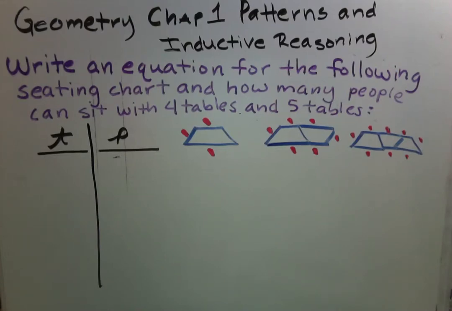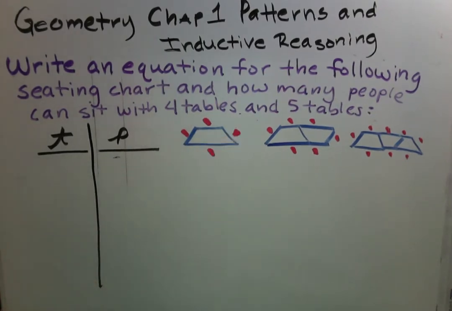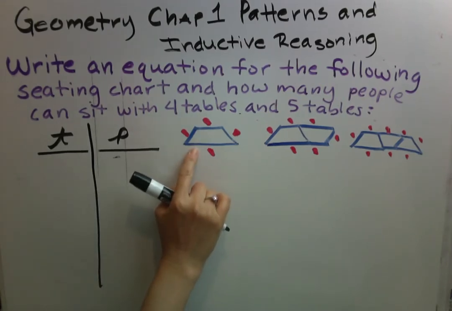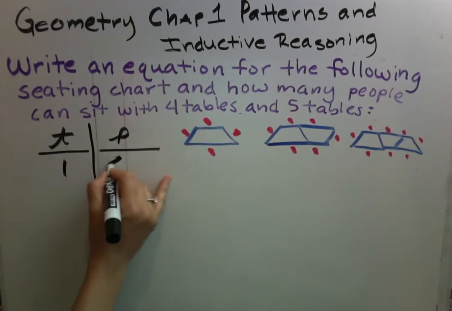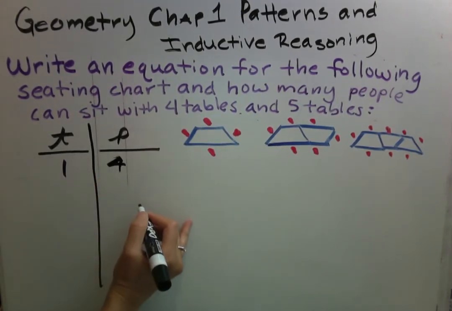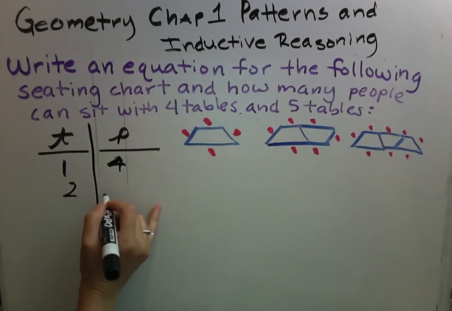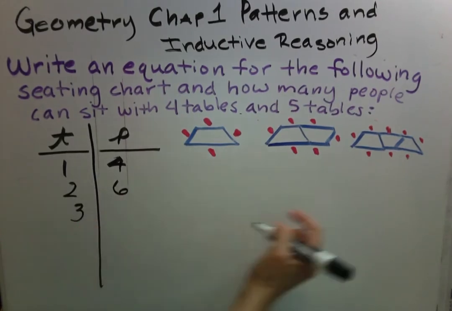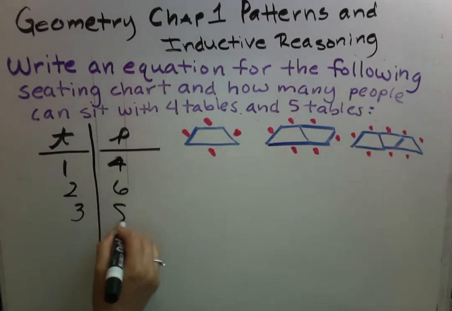This is a second seating chart pattern that we're going to look at. The shape of these tables are rhombuses. So this rhombus, one table can sit 4 people. One can seat 4 people. 2 tables can seat 6 people. And 3 tables can seat 1, 2, 3, 4, 5, 6, 7, 8.